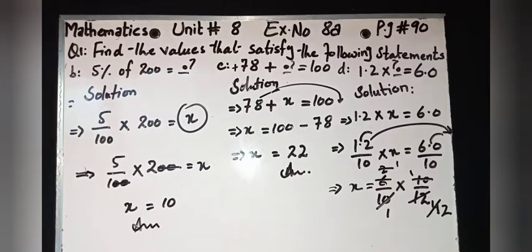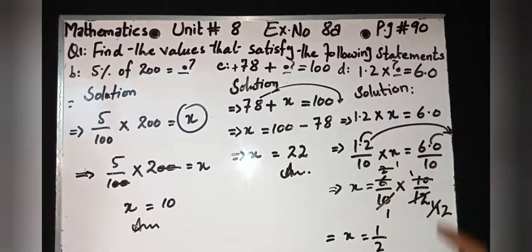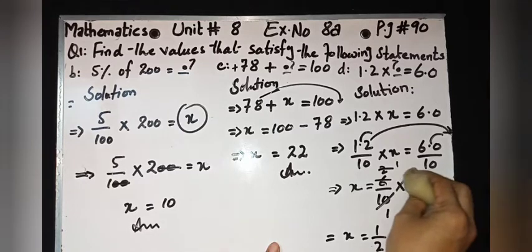Okay, after reducing, 10 ones are 10, 10 ones are 10, 2 threes are 6, 6 ones are 6, 6 twos are 12. 1 upon 2, x equal to 1 upon 2. Okay, just let's check it. 60. Okay, listen class, it's not 6, 60 is given. Okay, 60 upon 10.